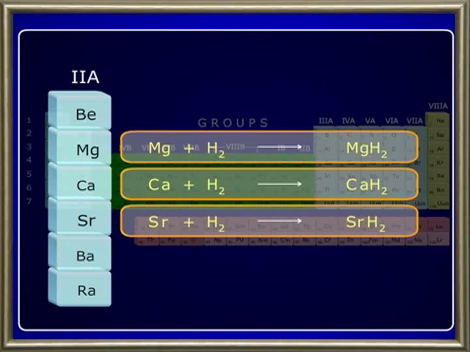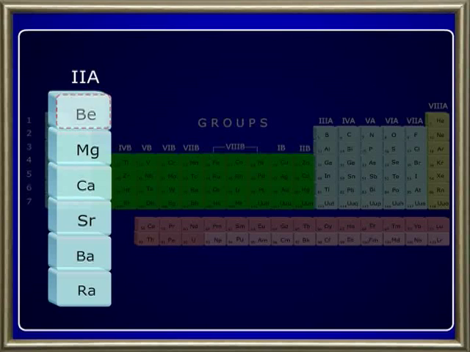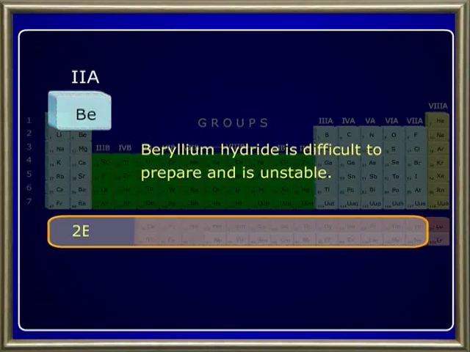Barium reacts with hydrogen to give barium hydride. Ba plus H2 gives BaH2. Except for beryllium, all others react with hydrogen to form hydrides. Beryllium hydride is very difficult to prepare and is unstable. It is, however, prepared by reducing beryllium chloride with lithium aluminium hydride.